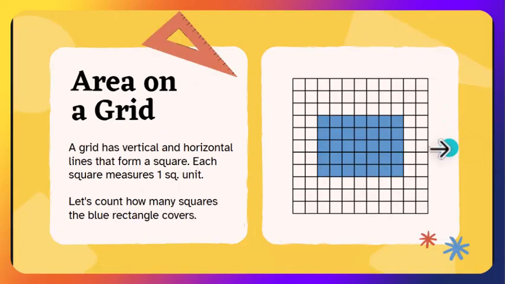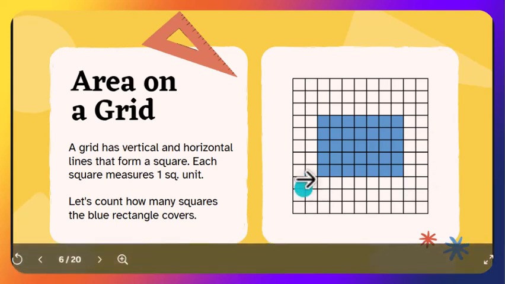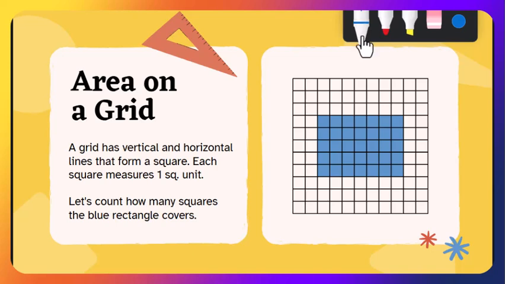Area on a grid. A grid has vertical and horizontal lines from the square. Each square measures 1 square unit. Let's count how many squares the blue rectangle covers. 1, 2, 3, 4, 5, 6, 7. And 7 squares, and how many lines of 7 squares we have? 1, 2, 3, 4, 5.